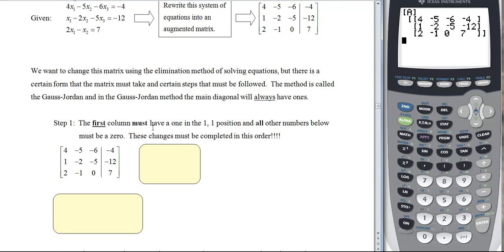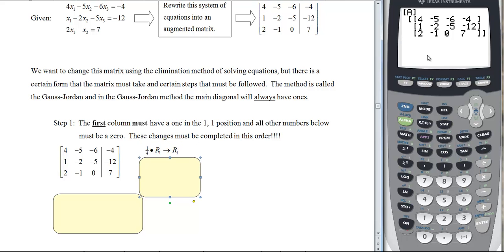First column must have a 1 in the 1, 1 position, and all of the numbers below must be a 0. But these changes must be completed in that order. So I need a 1 right here. The only way that I can get a 1 is by multiplying by the reciprocal. So I'm going to need to multiply the first row by 1/4.